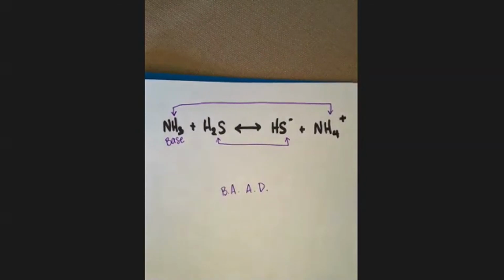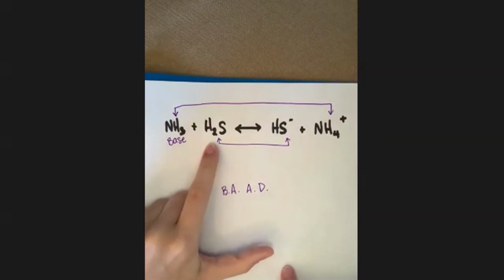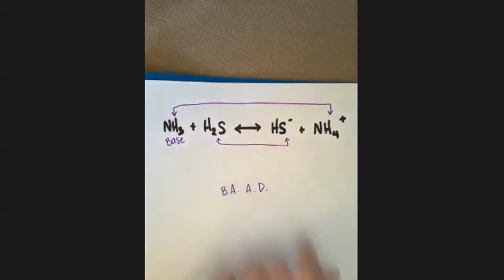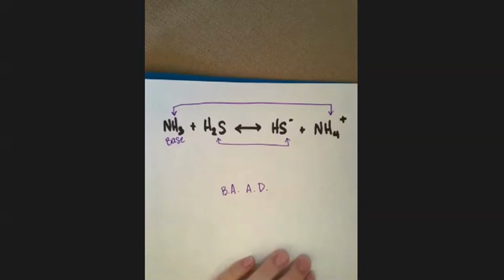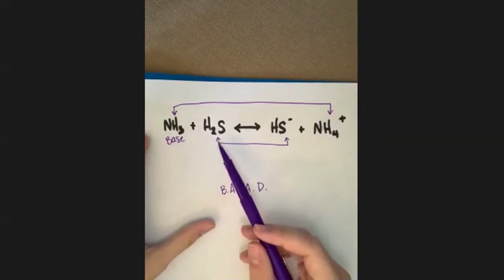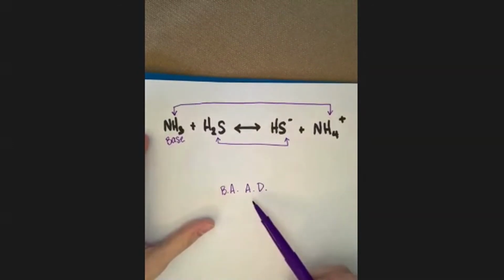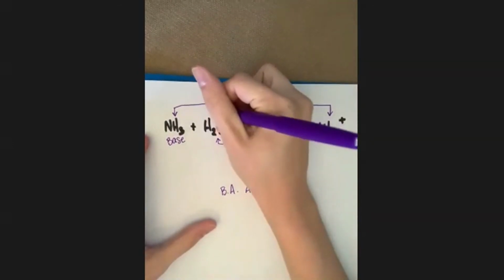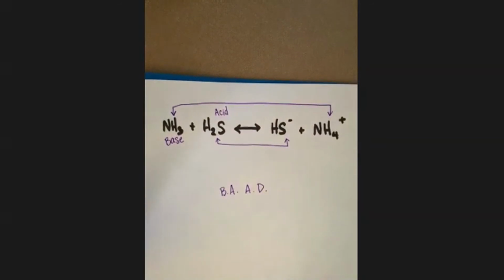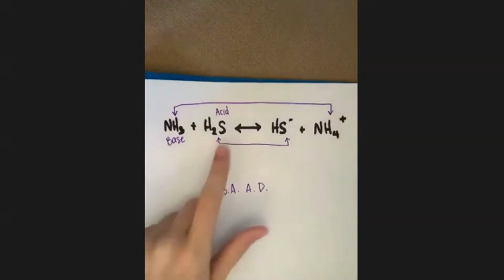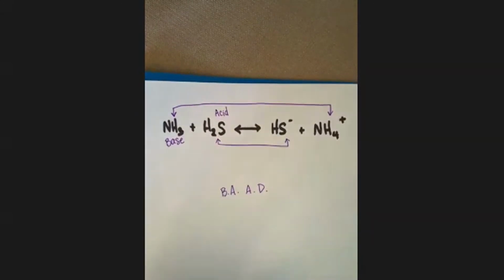All right, we went from H2S to HS. And remember, if there's not a subscript here, that means that there's just one hydrogen atom. So clearly, H2S lost one. Remember, acids donate. So this is the acid. Like I said, you only care about what's going on with the hydrogens. Nothing's going to change with nitrogen. Nothing's changing with sulfur. The only thing that's changing is the hydrogen protons.